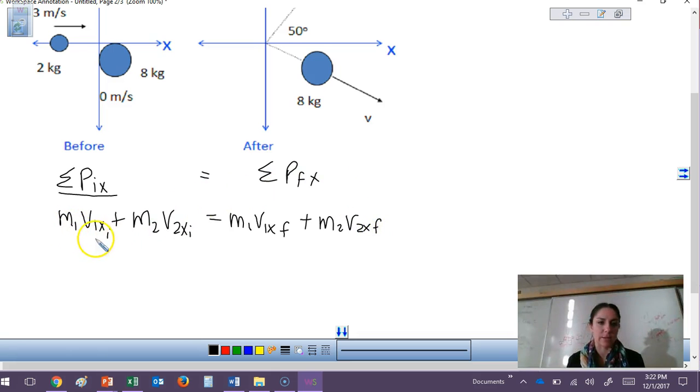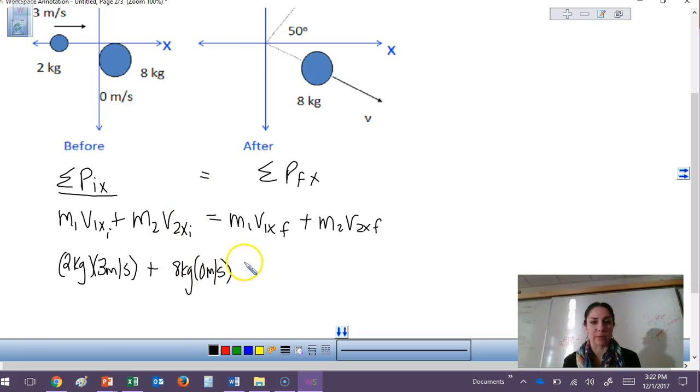So let's go ahead and look at it this way. Our mass is 2 kilograms times the horizontal component of the velocity. Like I said earlier, this is completely horizontal, so this will be just 3 meters per second, like this, plus 8 kilograms. Now this object's at rest, so its horizontal component is also at rest. For completion, I'll put that there, but as always, you can shortcut by taking that term out.